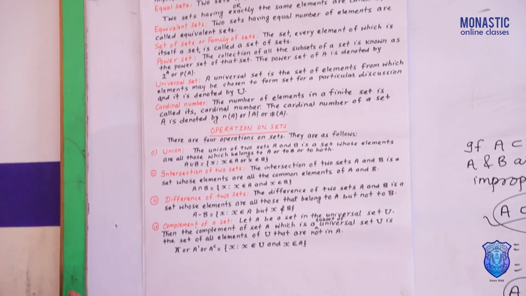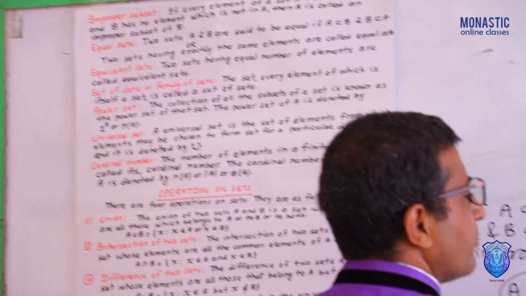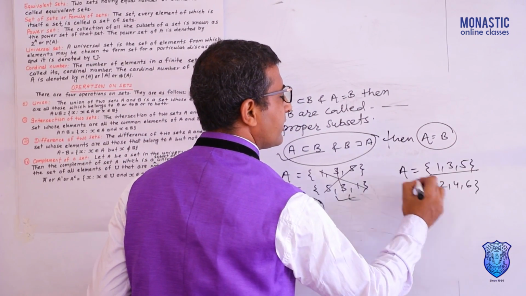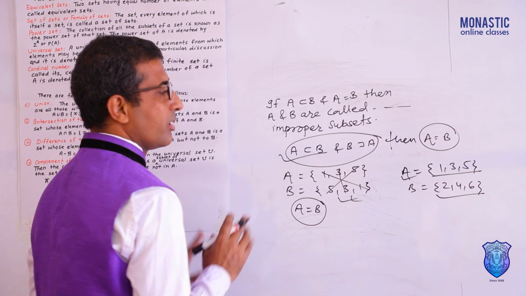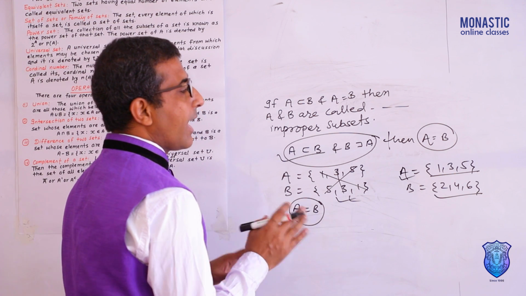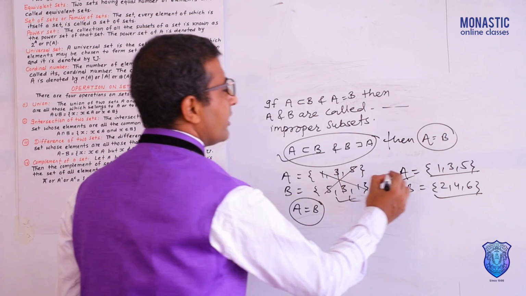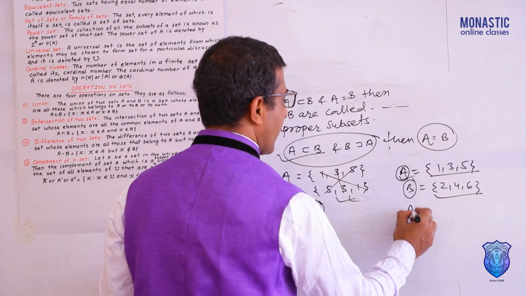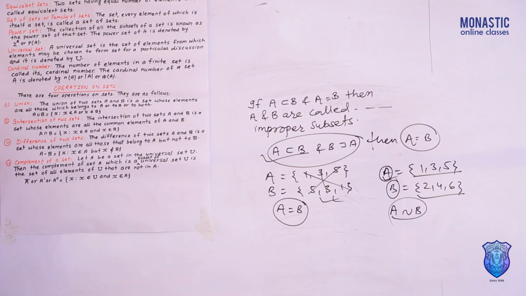Equivalent sets. Two sets having an equal number of elements, like 1, 3, 5 and 2, 4, 6. Here set A has three elements, set B has also three elements, but not the same elements. The number of elements is the same, but the elements are not the same. If only the cardinal number is the same, then we say A and B are equivalent sets.